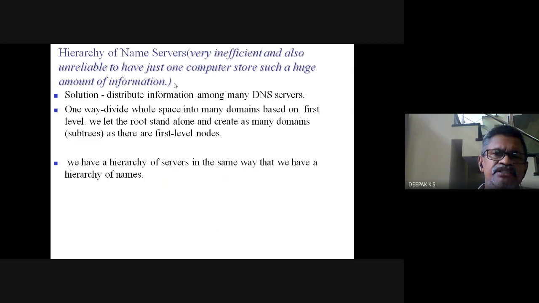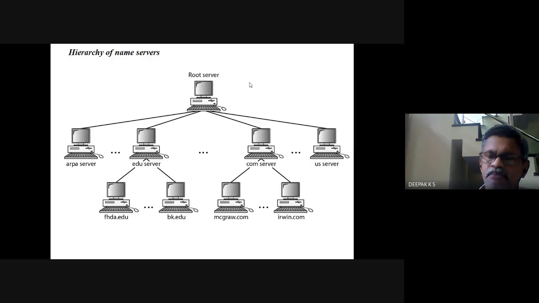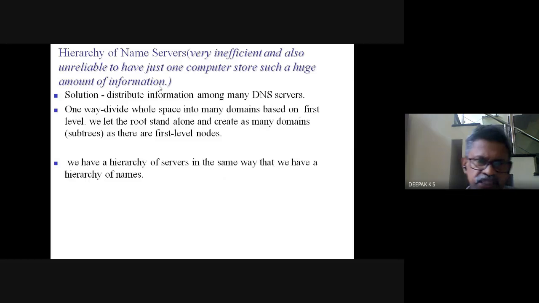So for the hierarchy of name servers: it is very inefficient and also unreliable to have just one computer store a huge amount of information. A single computer storing all this information is very inefficient and very unreliable. So we have this hierarchy of name servers, and we distribute information among many DNS servers. A portion of the information would be in some DNS server, and like that it is distributed among many DNS servers.